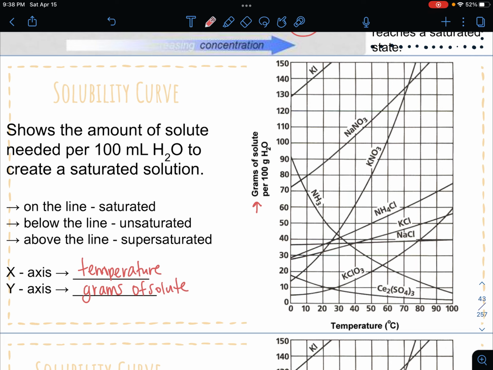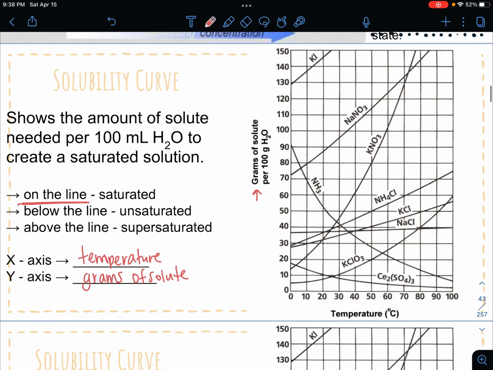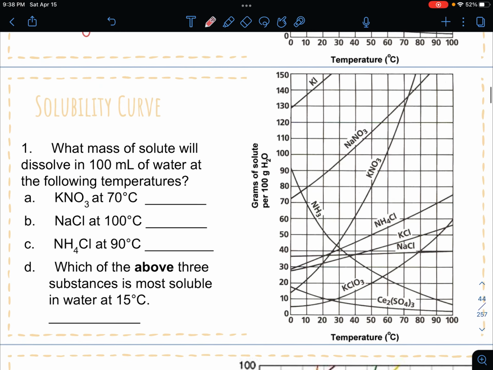When we're looking at the graph, if we are looking right on the line, we call that a saturated solution. If we have something below the line, we call that unsaturated. And then above the line, we call that supersaturated. Just make sure these terms are written down in your notes, and then we'll go through some examples so you can see what we mean by these words.